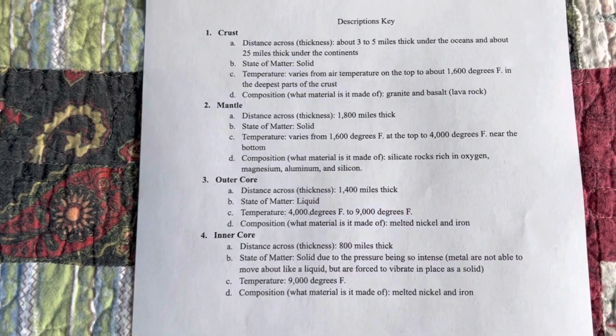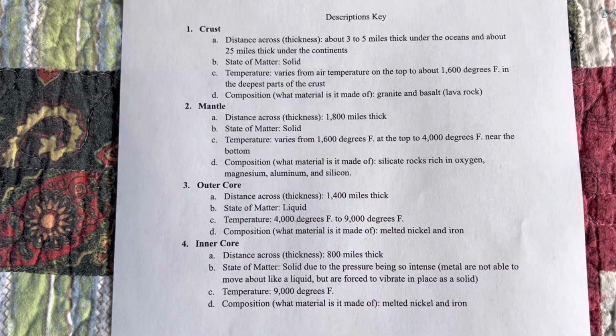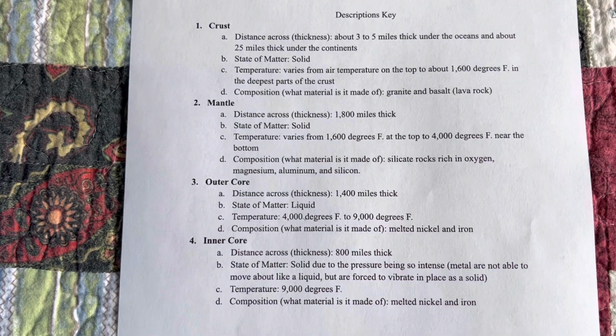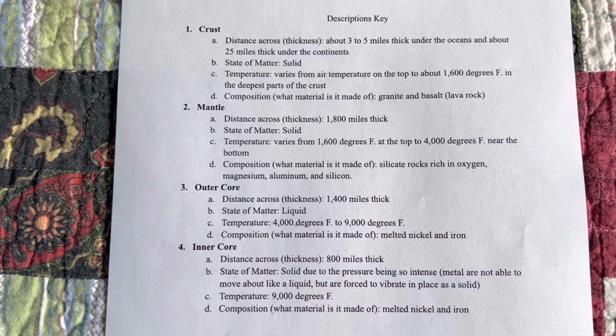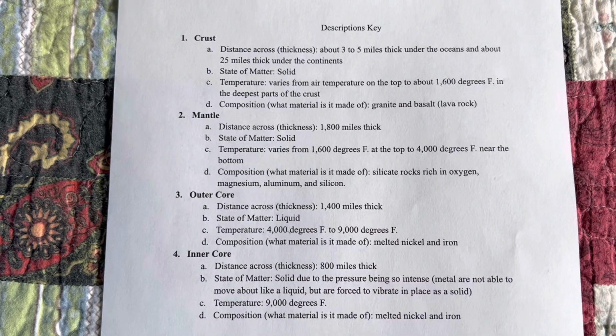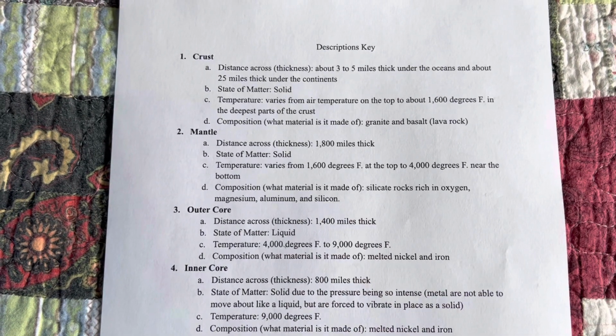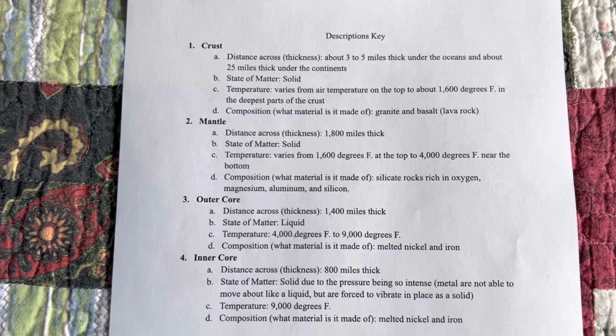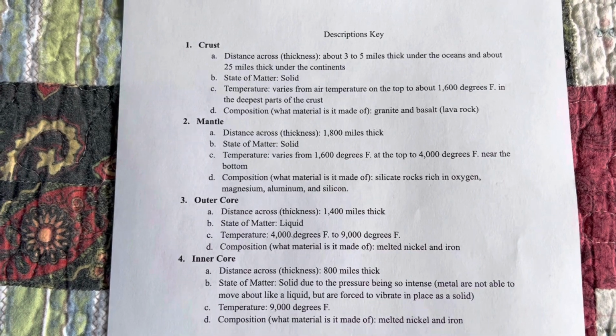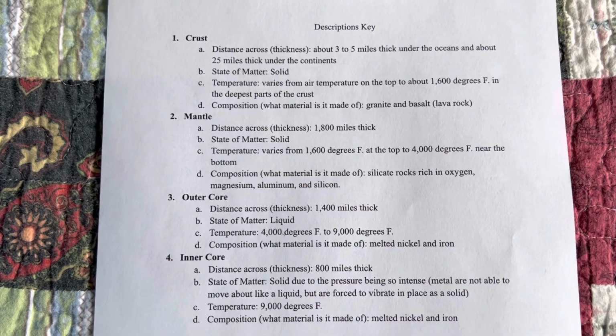And then moving on to my description key. The crust is about 3 to 5 miles thick under the oceans and about 25 miles thick under the continents. The state of matter is solid, and the temperature varies from air temperature on the top to about 1,600 degrees Fahrenheit in the deepest parts of the crust. The crust is made out of granite and basalt, or lava rock.